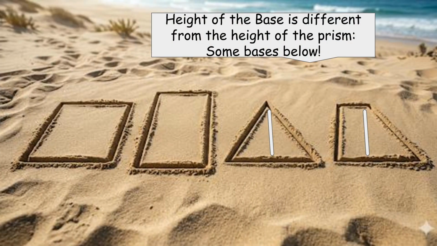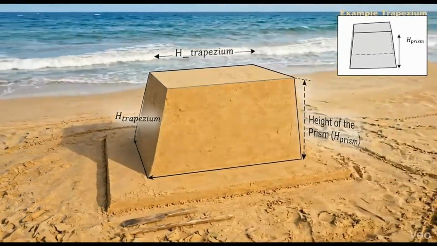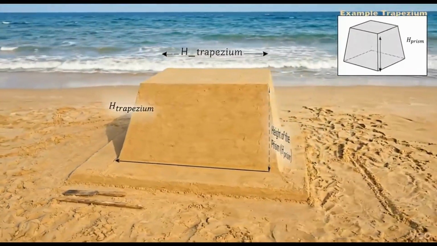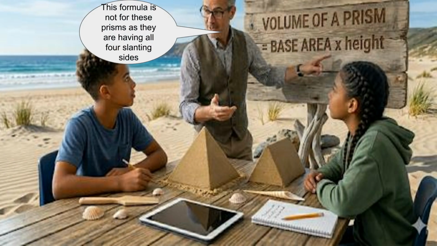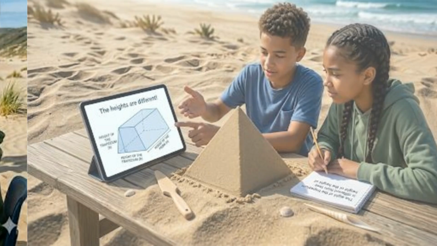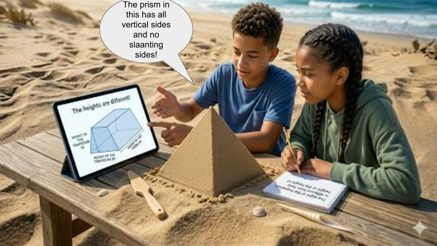It's important to remember that the height of the base is different from the height of the prism itself. Here we see a sand prism with a trapezium base, and we can identify the height of the trapezium and the height of the prism. The traditional volume formula, base area times height, is not for these pyramids because they have slanting sides. The prism we are focused on has all vertical sides, unlike the pyramids, making the formula applicable.